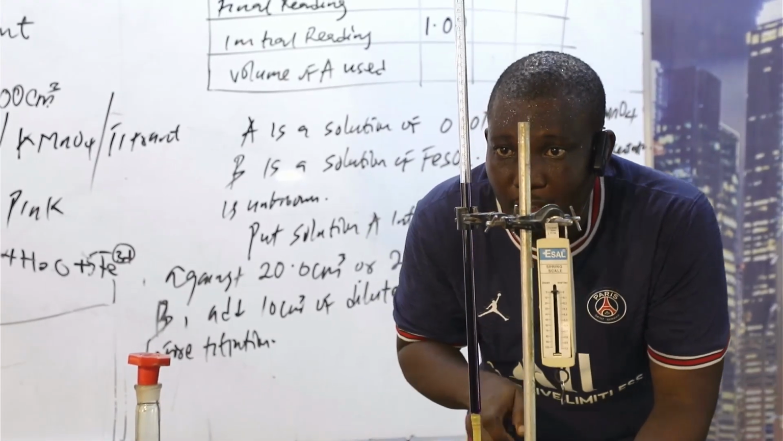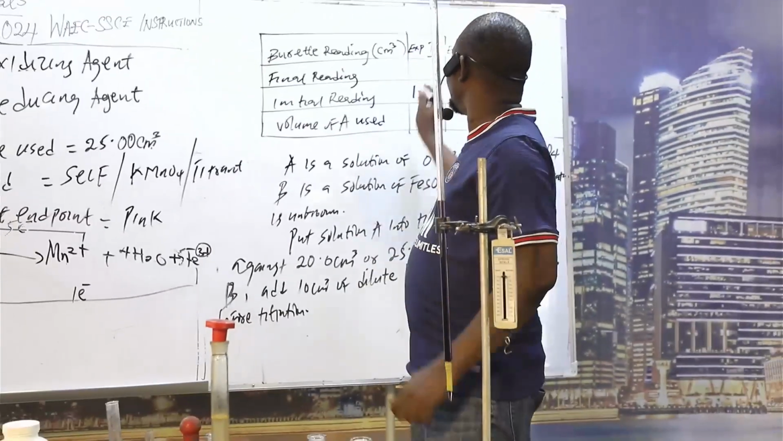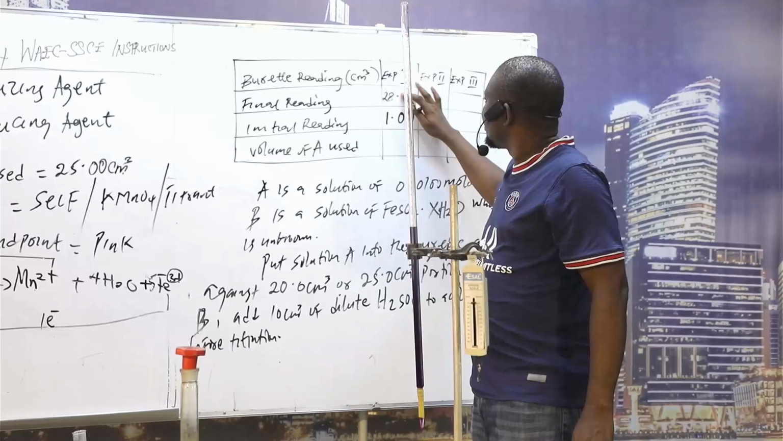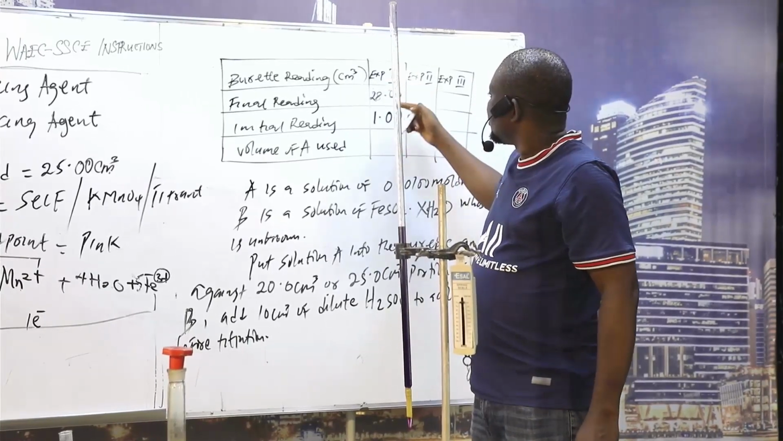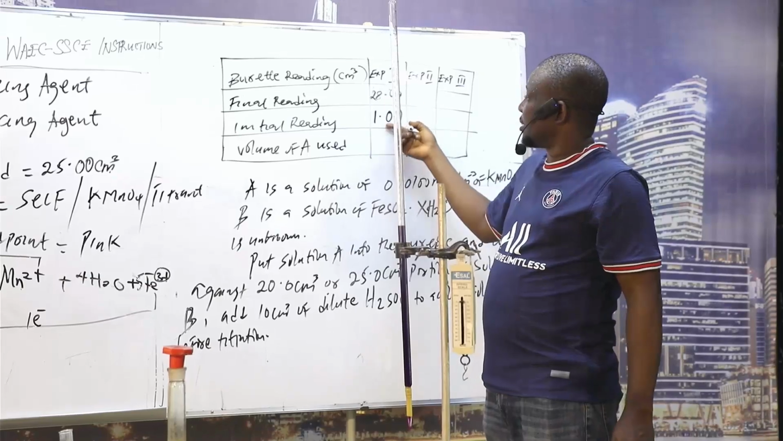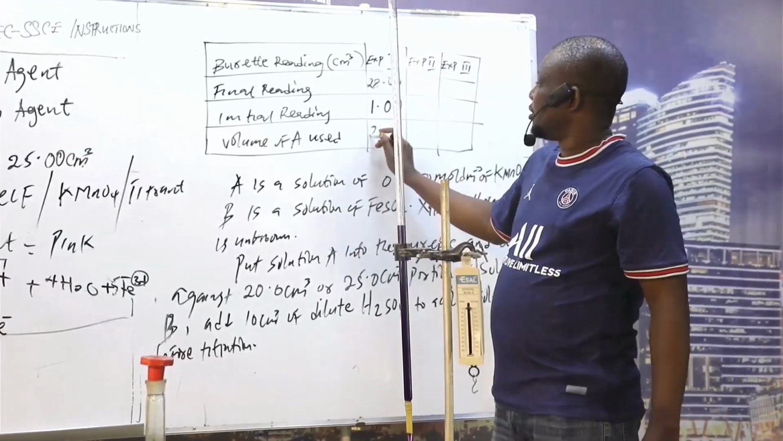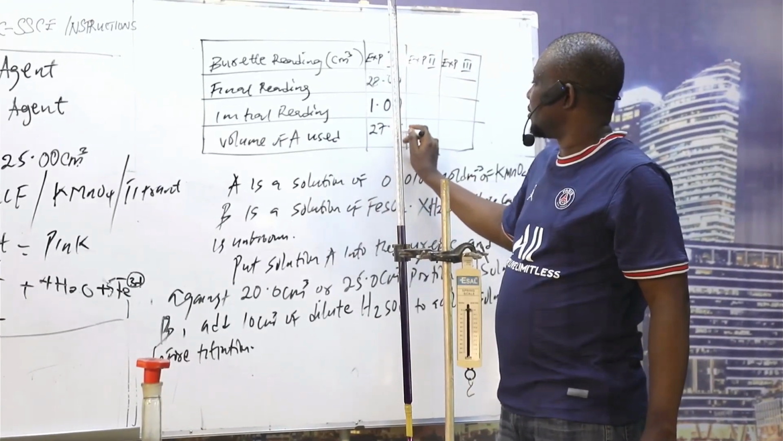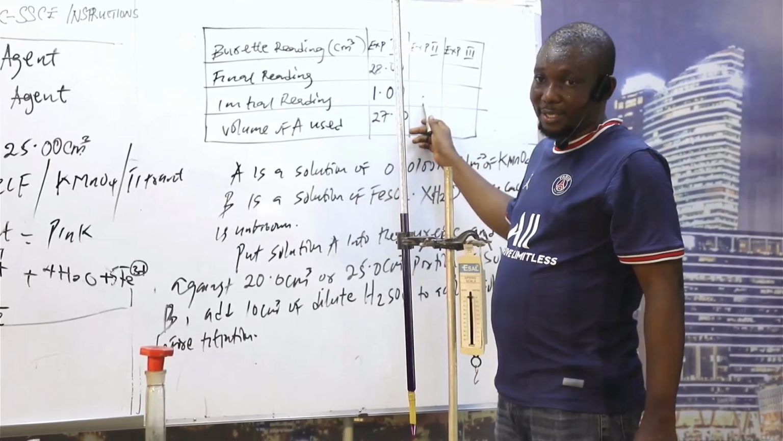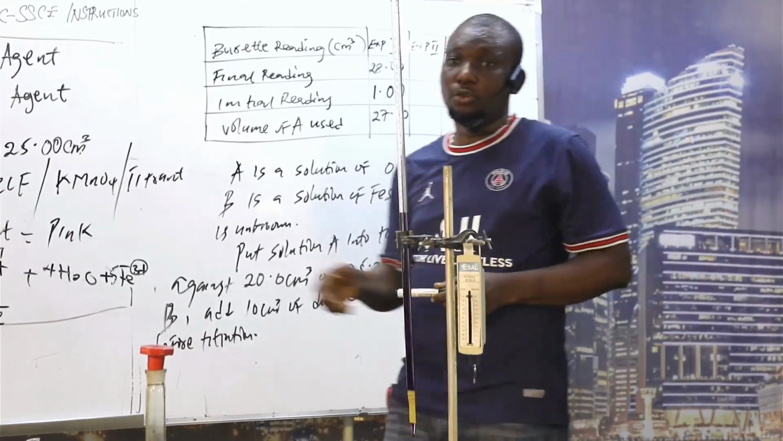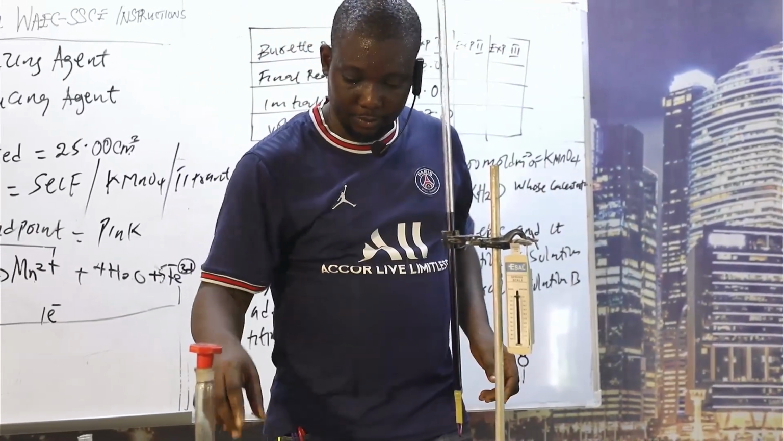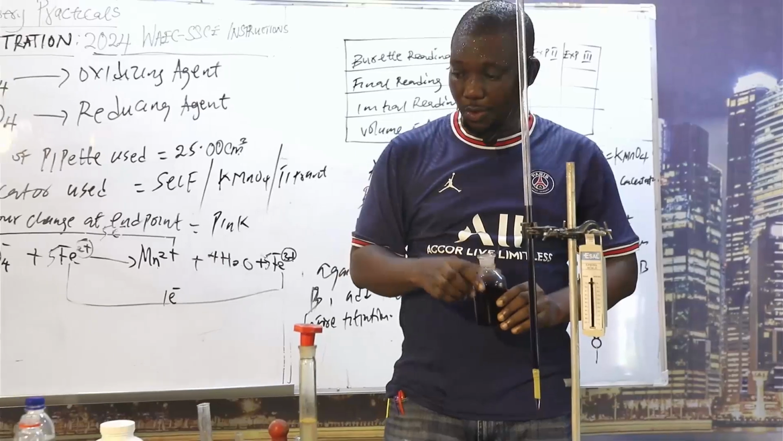I think I have 28.00. 28.00. So how will I get my average volume of the titrant? I'll subtract. This is going to give me what? 27.00. Are you with me now? I don't think this will be enough to run the next titration. So what do you do in this case? You fill the burette again. So we refill.